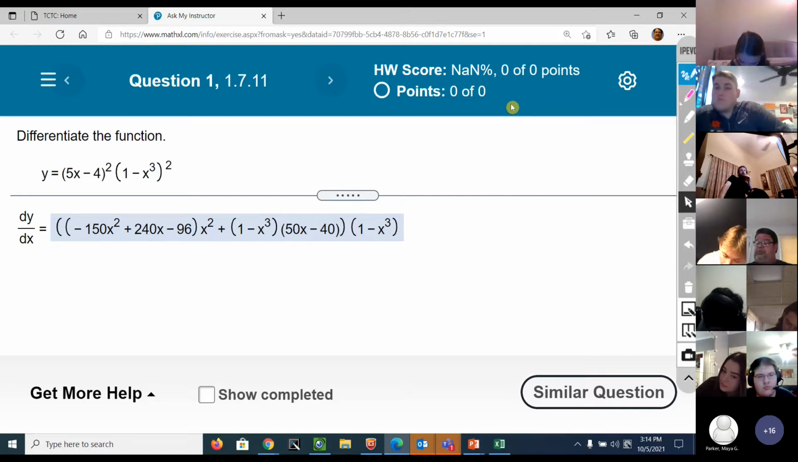So this one says y is equal to 5x minus 4 quantity squared times -x cubed plus 1. I'm sorry, to the 2nd power. I'm going to write it like I learned how to write it.